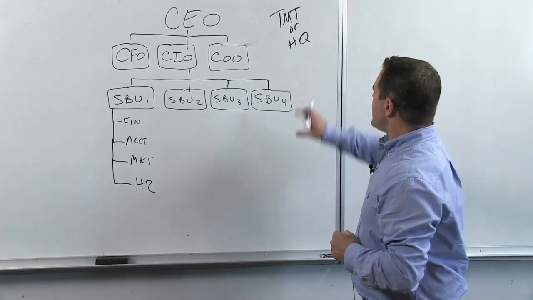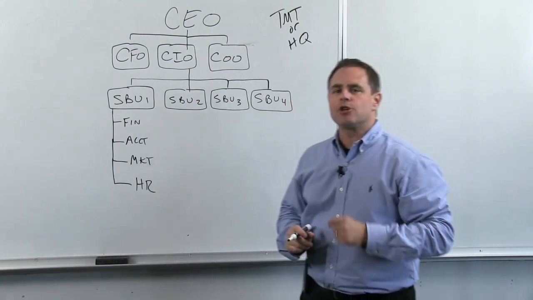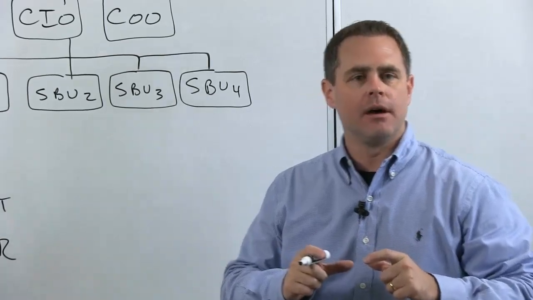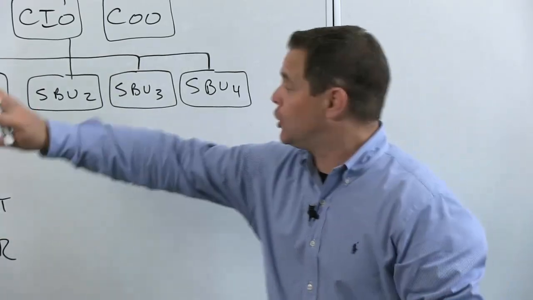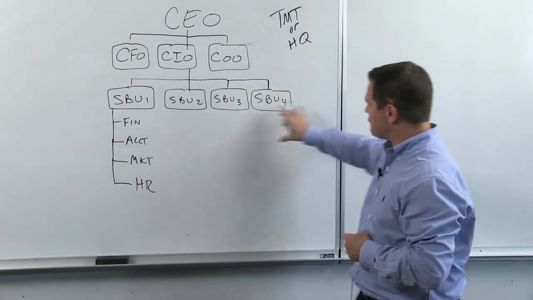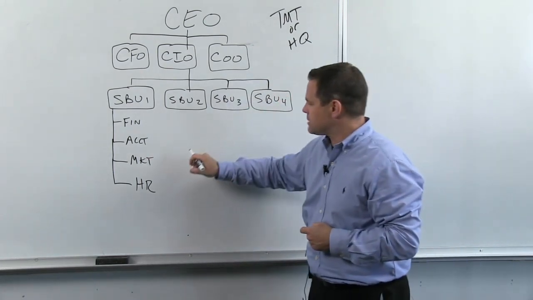Now, each SBU is actually going to have its own CEO. It's going to be like a mini corporation within the master corporation, and there could be much more than four. There certainly could be dozens of these. Okay, I just have four drawn here because of space limitations.